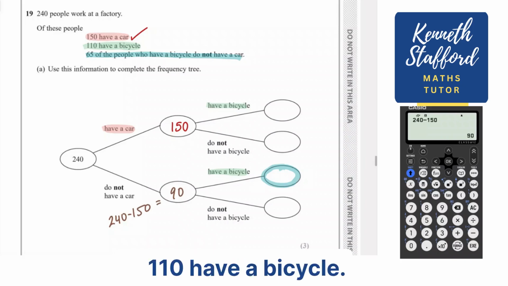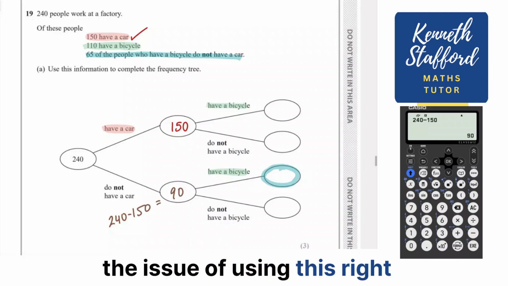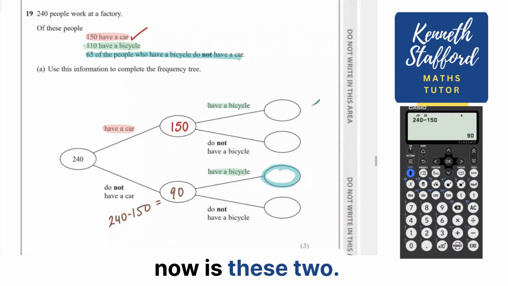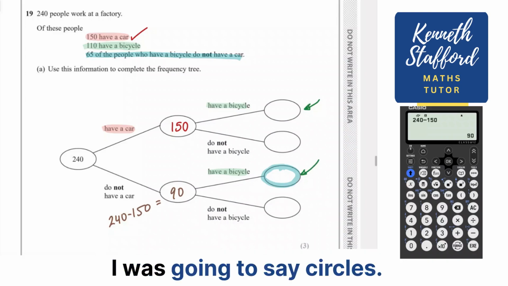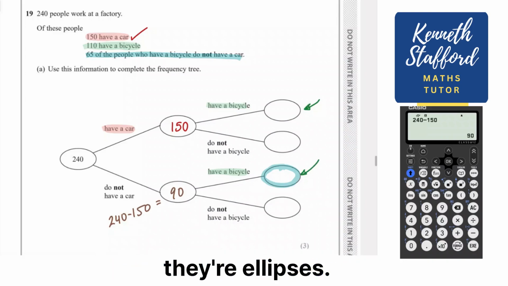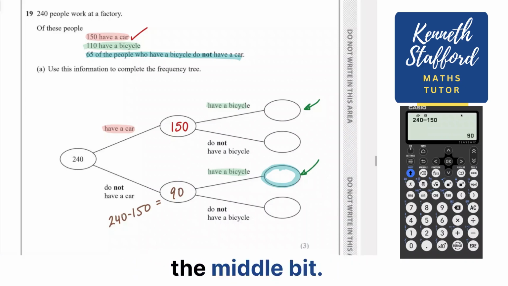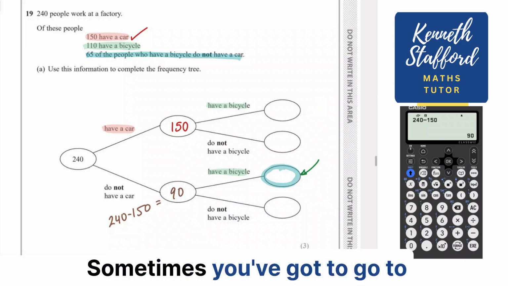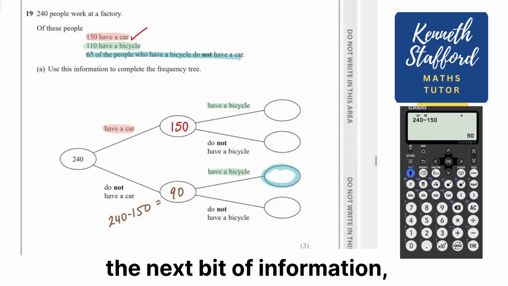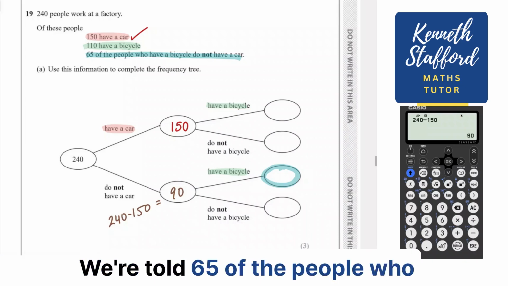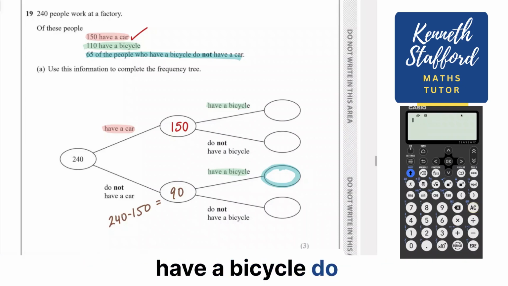Okay, 110 have a bicycle. Now, the issue with using this right now is these two, I was going to say circles, they're not circles, they're ellipses. These two add up to 110, and we don't know either of them yet. So we're going to skip the middle bit, and they quite like to do this in the exam. Sometimes you've got to go to the next bit of information, then come back. We're told 65 of the people who have a bicycle do not have a car. So that means we're going to put 65 in here.